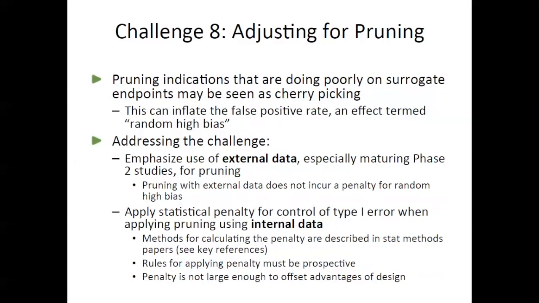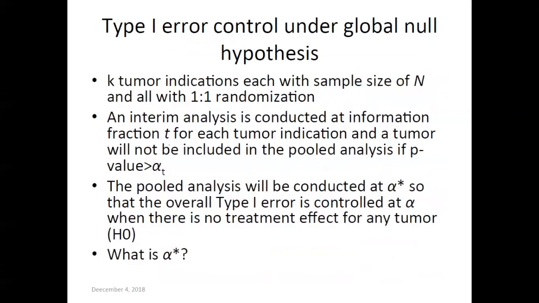So in terms of addressing the challenge, you can use external data to prove you don't have this issue at all, and if you're using interim data from within the study, I'll get to methods for calculating the penalty in this talk. You have to apply these rules prospectively, and the statistical penalty you have to take is not large enough to offset the advantages of the design. So here we begin to talk about this. We have K tumor indications, each with a sample size of N, randomized 1-to-1. At a time T, we do an interim analysis, and the cutoff for moving forward is a p-value of alpha T. And we're going to have to conduct the pooled analysis not at alpha equals 0.025, but at a lower alpha, usually alpha star, so that the overall type 1 error is controlled at alpha after you adjust for this cherry picking inflation, which we call random high bias.